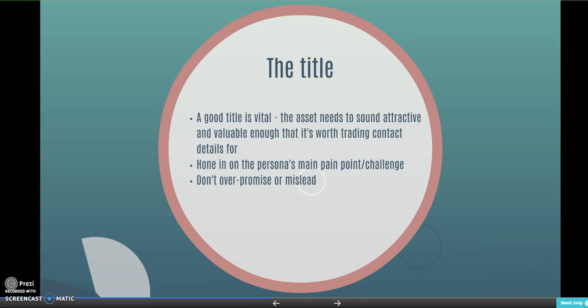But that said, don't ever overpromise in your title, because once the person downloads your asset and finds out that it's not at all what the title promises, they're going to be very disappointed, and that's going to create a very negative brand association, and you never want that.